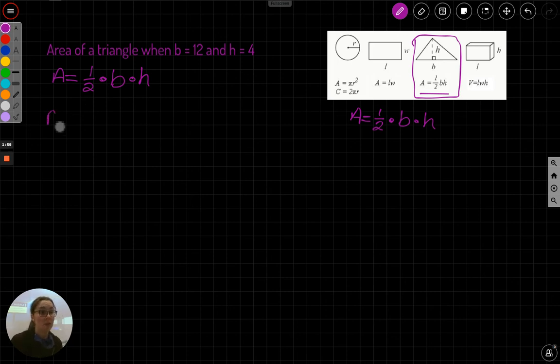A equals, the 1/2 stays the same, nothing happens to it, times b. What is b? It is 12. 12 times h. H is 4. 4. So now I've got 1/2 times 12 times 4. And I could do this any number of ways. I could do 1/2 times 4 and then multiply it by 12. I could do 12 times 4, then multiply it by 1/2. Or I could do 1/2 times 12 and then multiply it by 4. Whichever one works better for you.